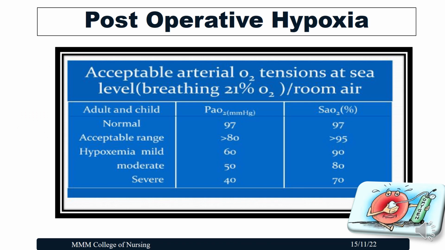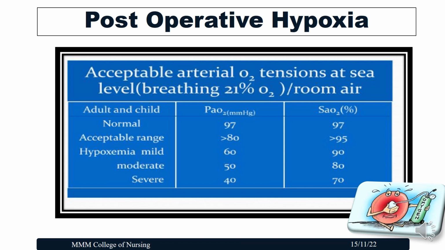What is the acceptable arterial oxygen tension in room air? For an adult and child, the normal partial pressure of oxygen should be 97 and the saturation should be 97. The acceptable range for a normal adult and a child is a partial pressure of oxygen of more than 80 and a saturation of more than 95.